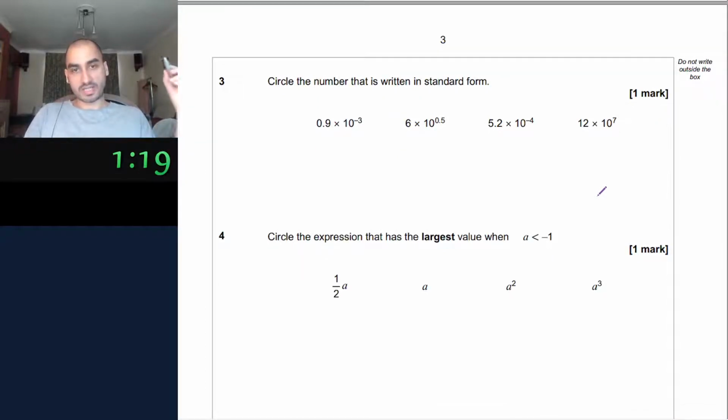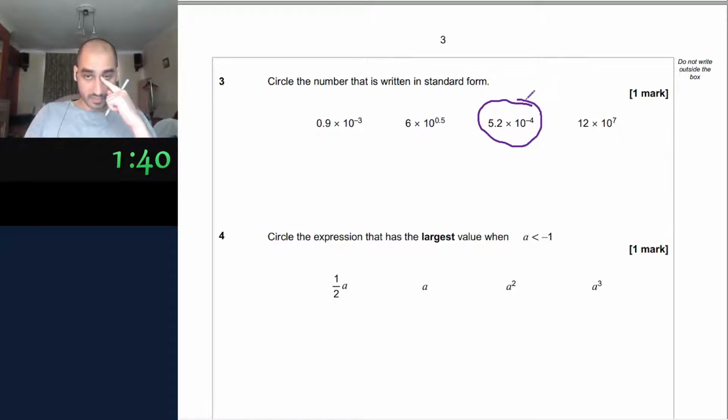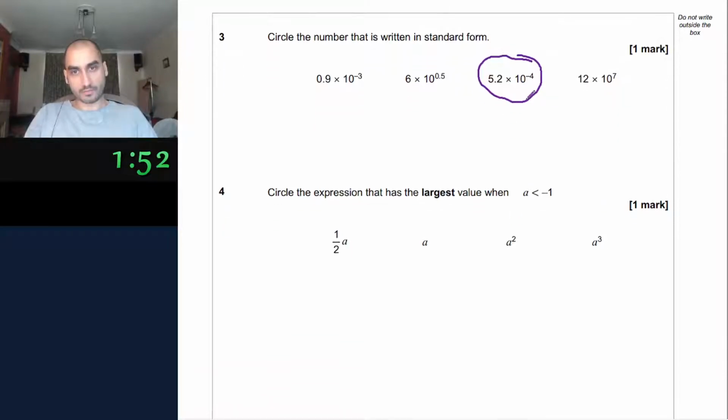Circle the number that is written in standard form. So it's this one, isn't it? Because it's 1 unit in front of the decimal place. I think so.